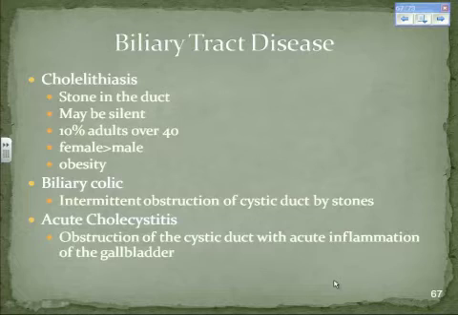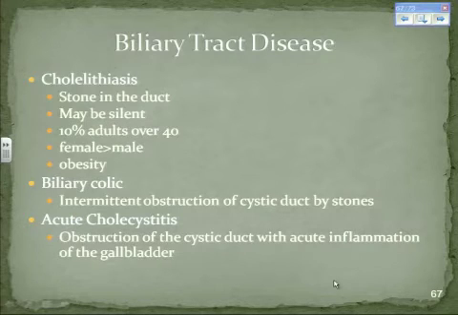The next one is biliary tract disease. You have cholelithiasis, which is basically stones in the gallbladder. This may actually be silent, and it occurs in about 10% of all adults over the age of 40. Females have a higher incidence than males, and obesity is a very strong association with cholelithiasis. Eventually, you get intermittent obstruction of the cystic duct by the stone, which develops into biliary colic.